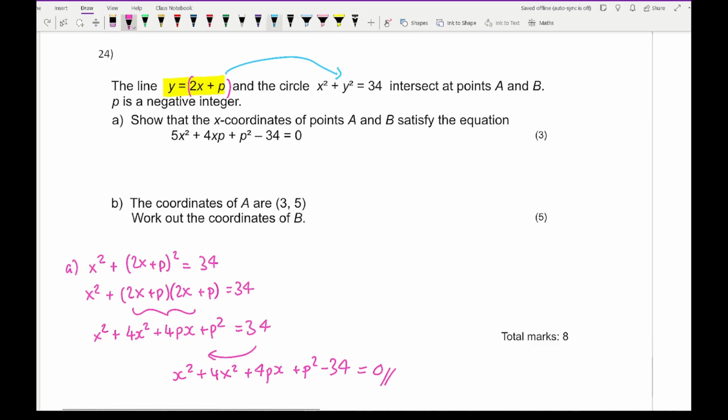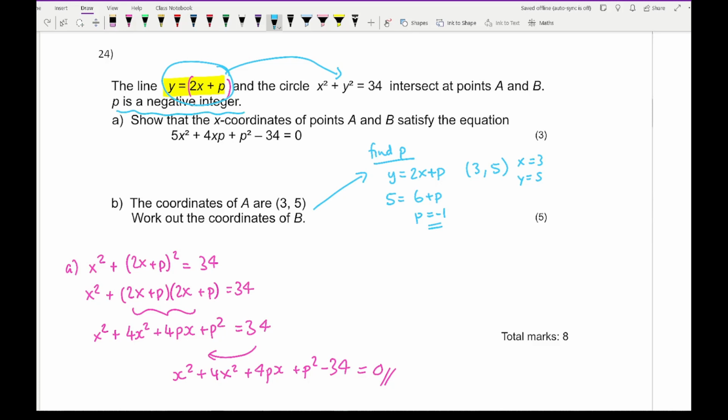Now to work out b, it says the coordinates of a are 3, 5. Work out the coordinates of b. So the first thing I need to do here is find the value of p. Now I'm going to do that by using the straight line. So I've got y equals 2x plus p. Now I know that the coordinate of a is 3, 5. So that means that x equals 3, y equals 5. So substituting those numbers in, I get 5 equals 6 plus p. So p equals minus 1, which is true in the fact that it says that p is a negative integer.